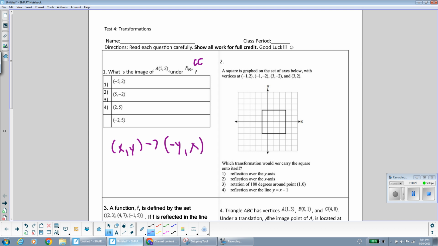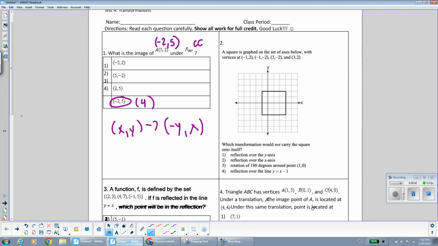So here, if I take the original y coordinate, which is 2, and I switch the sign, it would go from being positive to negative. And then if I also switch the order, I have the point (-2, 5). So that would be answer choice number 4, the point (-2, 5).